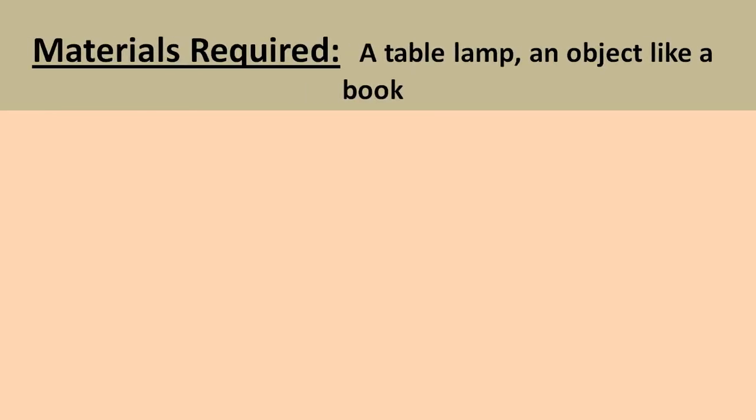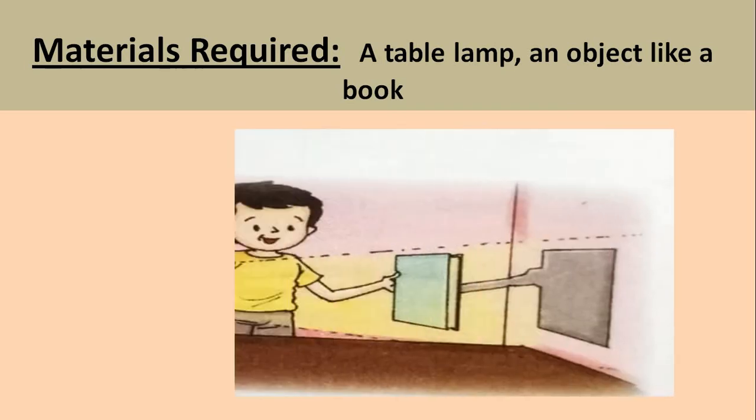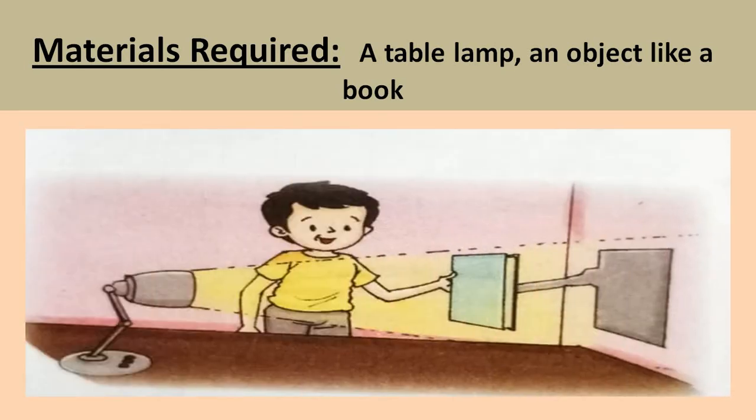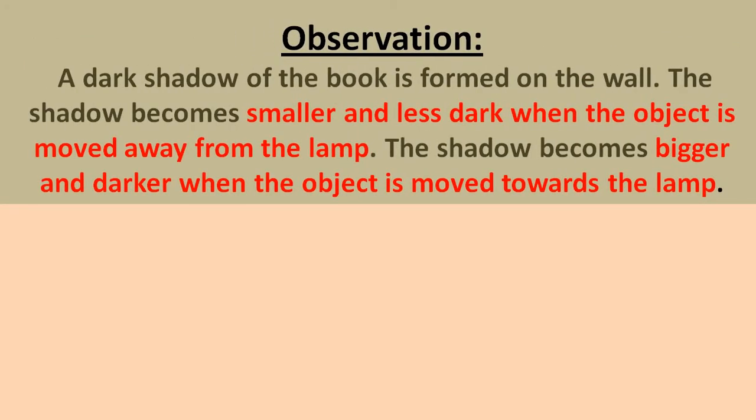For doing this activity, you need a table lamp or even a torch, which is a source of light, and any opaque object. Place the table lamp on a table near a wall as it is shown in the picture. Now place the book between the lamp and the wall and observe the shadow formed on the wall. Move the book away from the lamp and then towards the lamp and observe, is there any change in the formation of the shadow? So you will observe that a dark shadow is formed on the wall.